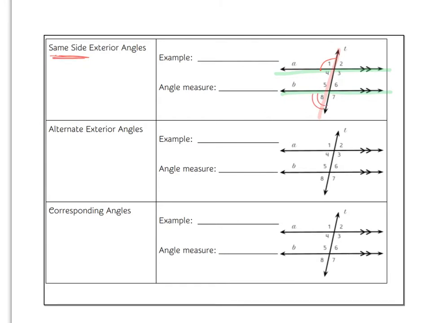They're both on the left of T, or the red line. So an example of same side exterior would be angle 1 and angle 8. They would be considered same side exterior angles.